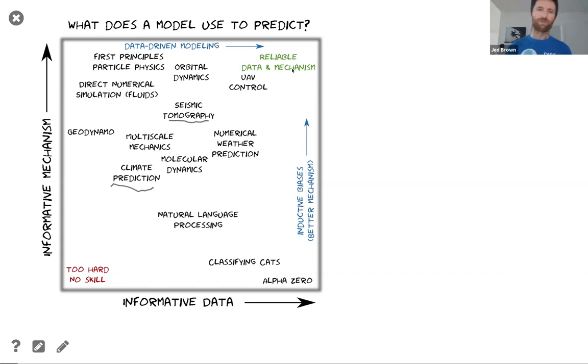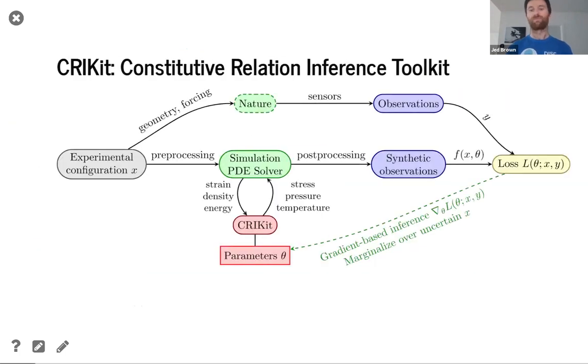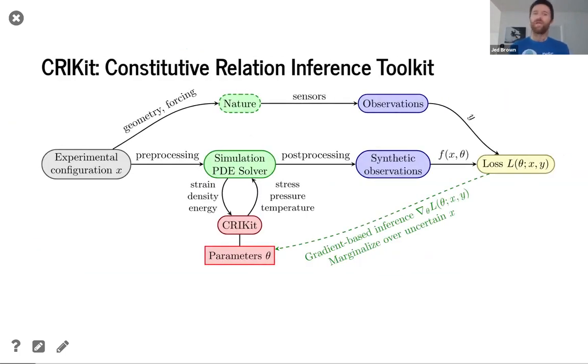And the goal, of course, is we would like to have really reliable systems. In a lot of domains, that seems to be a bit hard to access. So I'll give you one example of a project where we've been doing this kind of thing. And this is a project called Cricket. It stands for the Constitutive Relation Inference Toolkit.